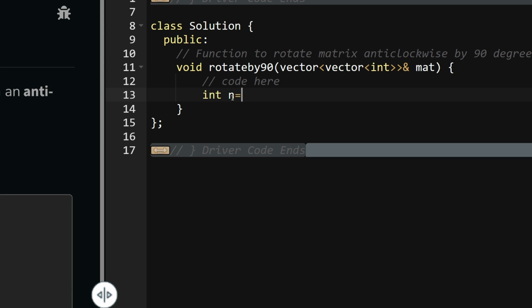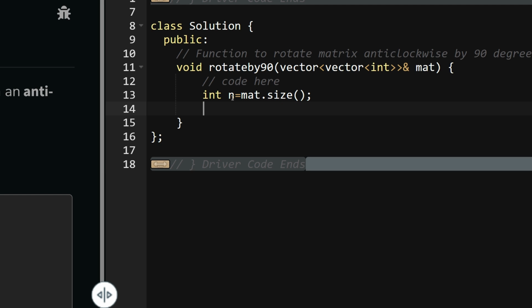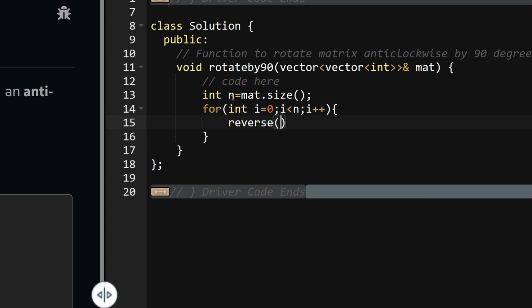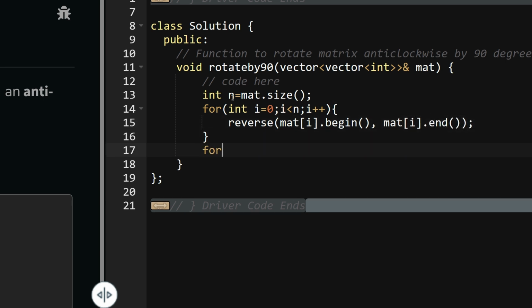So int n equals matrix dot size, right? The first operation was to reverse all rows. That is, for int i going from 0 up till the last row, i plus plus, reverse mat i dot begin, mat i dot end.